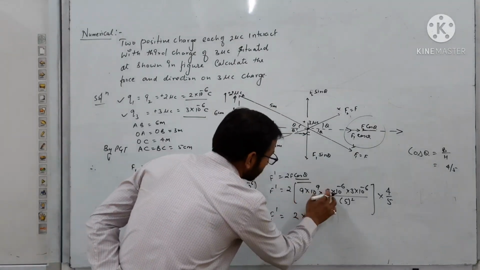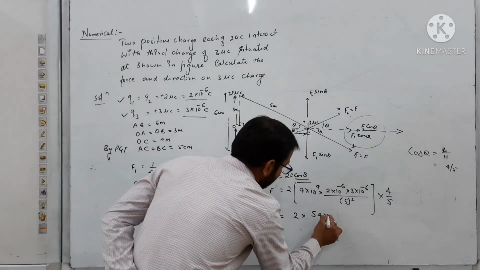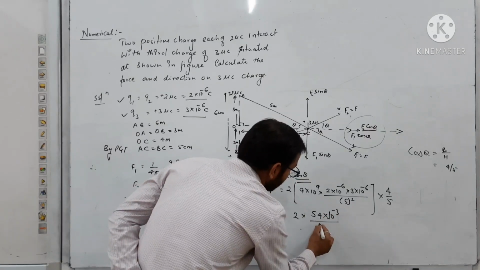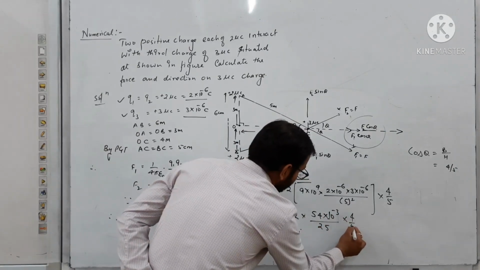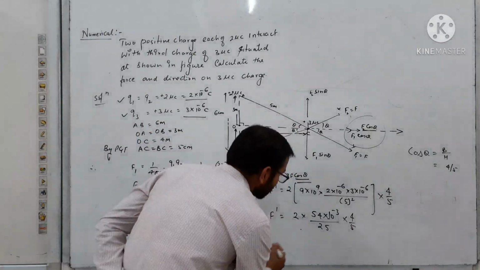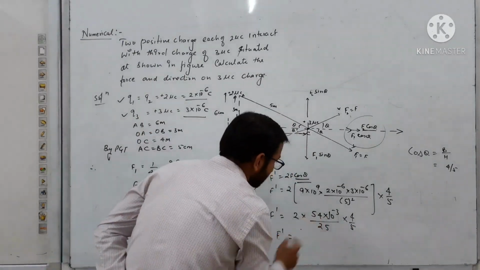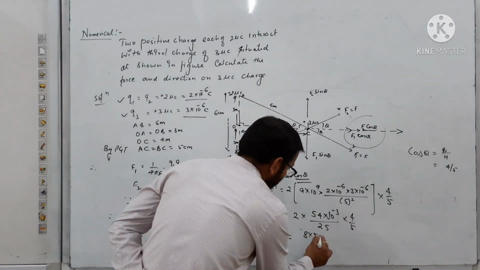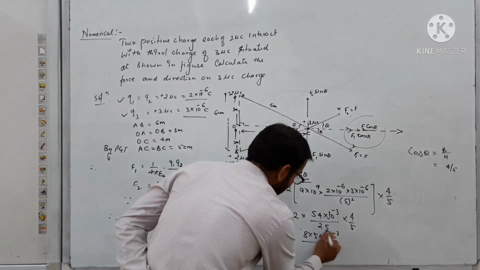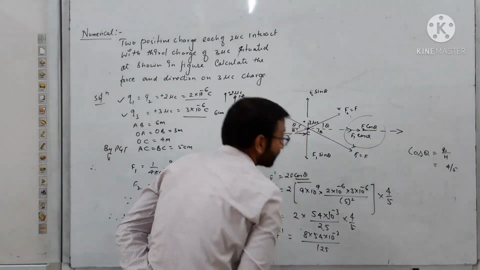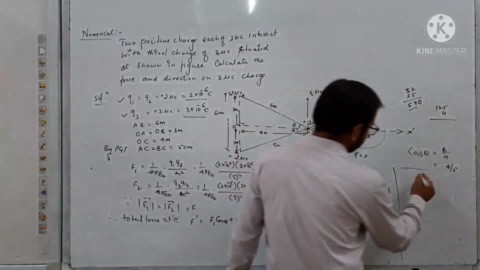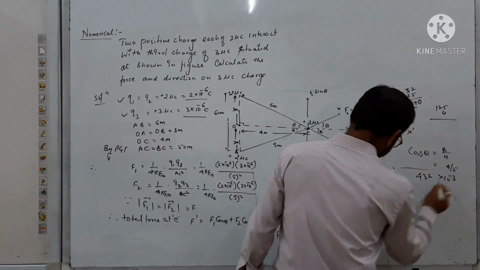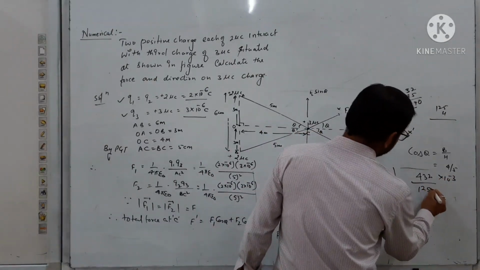2 into 9 into 6 is 54 into 10 raised to the power minus 3 upon 25, into 4 upon 5. Now after that you can write the common value. After solving this, 8 into 54 into 10 raised to the power minus 3, and 25 times 5 is 125. Got it? 54 times 8 is 432, so 432 into 10 raised to the power minus 3 over 125. So we can solve it.